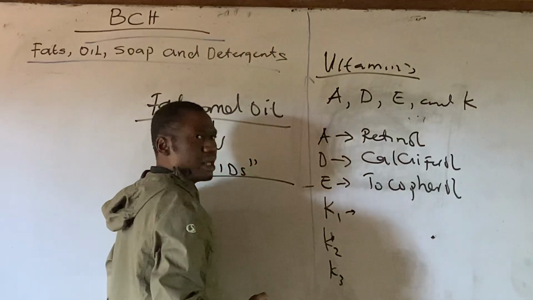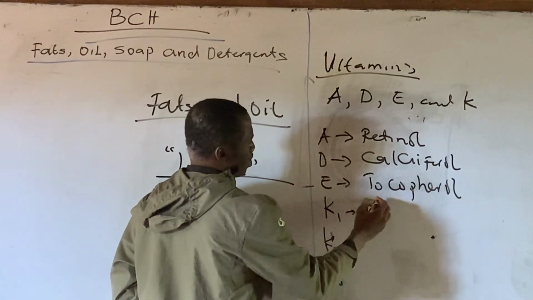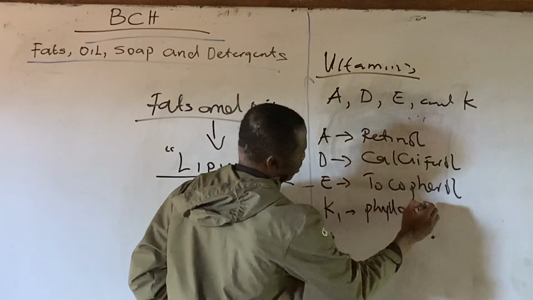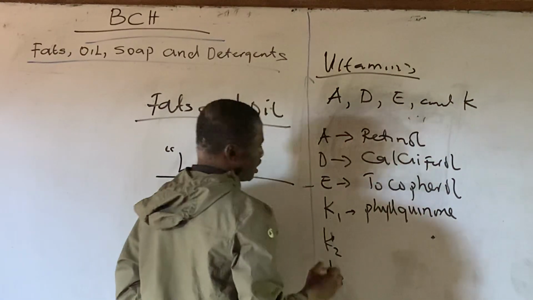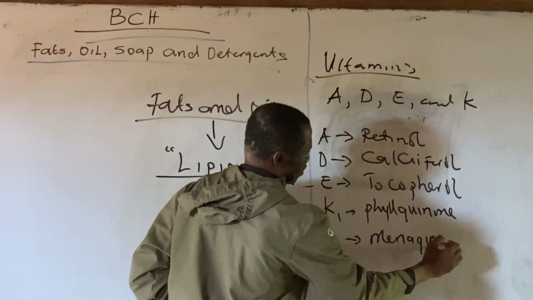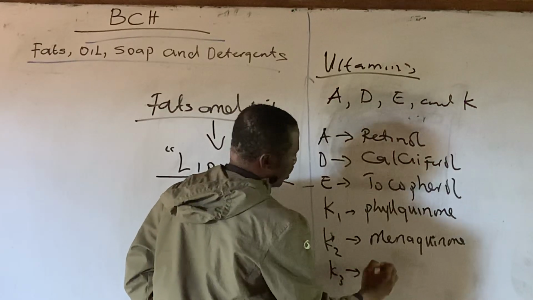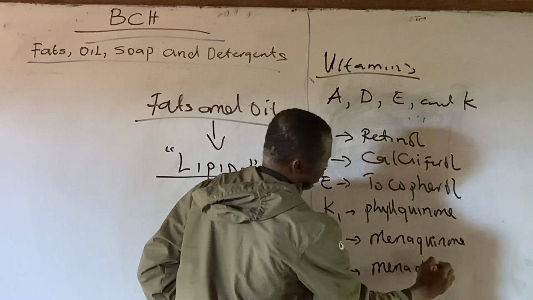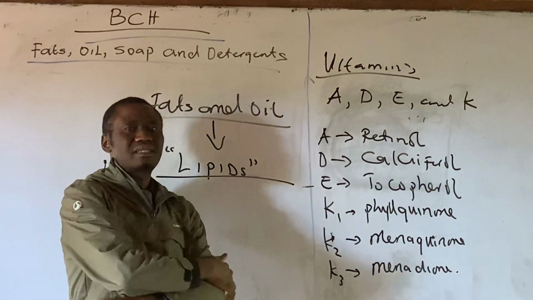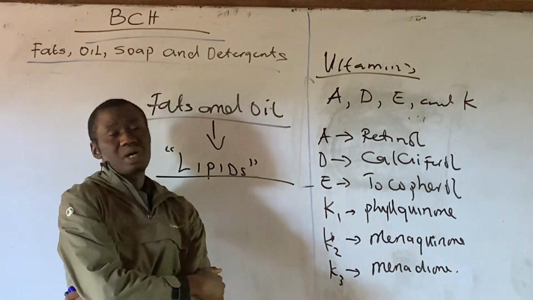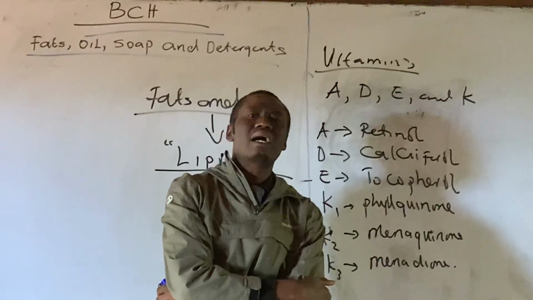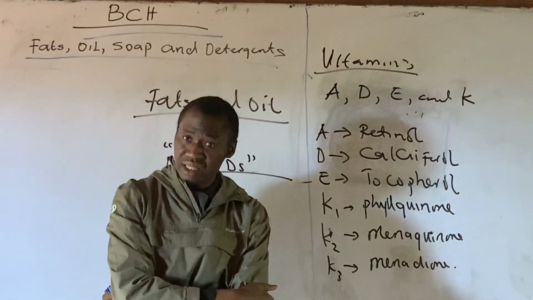The K1 is known as the phylloquinol. The K2 is known as menaquinol. The K3 is known as menadiol. So, alright, all these are the fat-soluble vitamins, or you can use a layman language, water-insoluble vitamins. Are you still there? Yes.